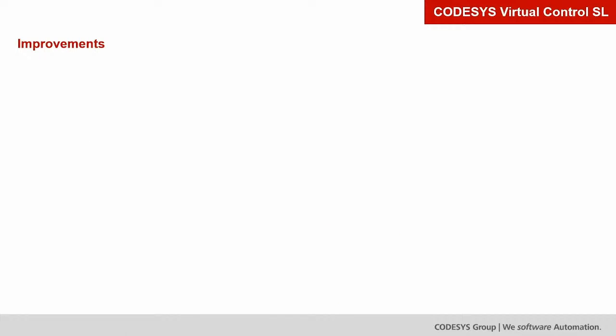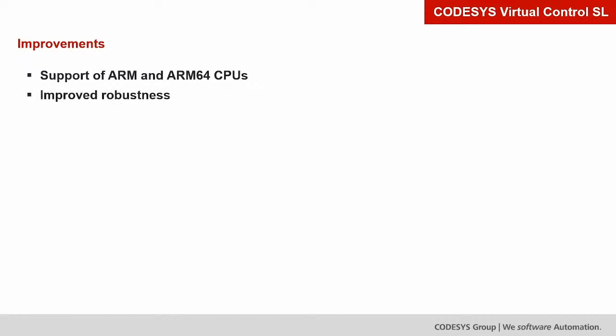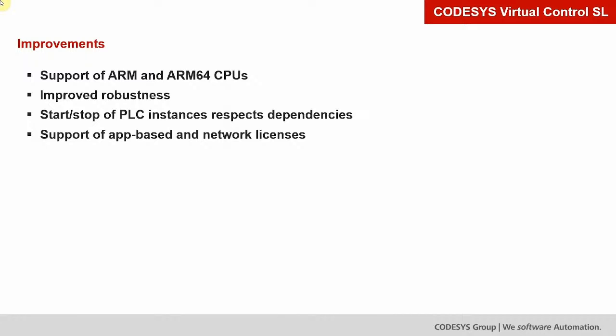Next, I want to talk about the Virtual Control SL. Here we have seen a lot of improvements in the last months. We now support ARM and ARM64 CPUs. The stability and robustness was increased. We now also have a possibility of setting dependencies between different PLC instances, which are also considered when starting and stopping these instances. And of course, we also support the application-based licenses, and at the release, we will also support network licenses.